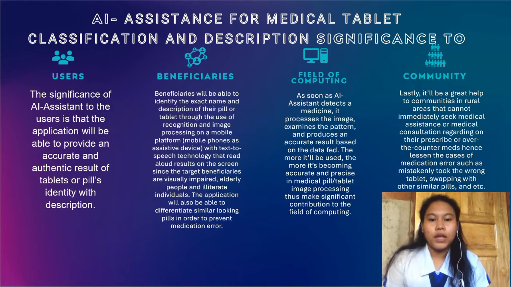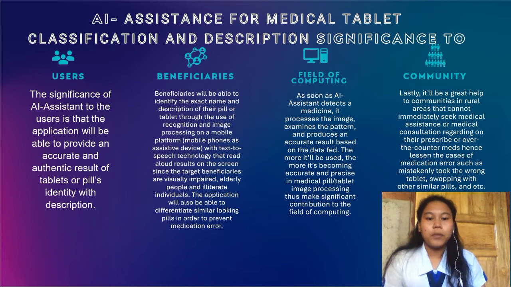In the field of computing, as soon as the AI assistant detects a medicine, it processes the image, examines the pattern, and produces an accurate result based on the data fed. The more it is used, the more accurate and precise it becomes in image processing, thus making a significant contribution to the field of computing.